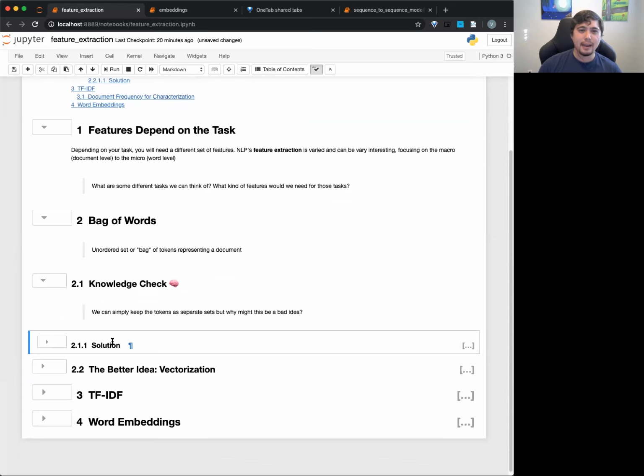Why might that be a bad idea? Why might you not want just a set saying, did that occur, yes or no, not how many times? Can anyone think of a reason why that might not be the most efficient thing? You're going to want to know what words are used more often, depending on your goals.